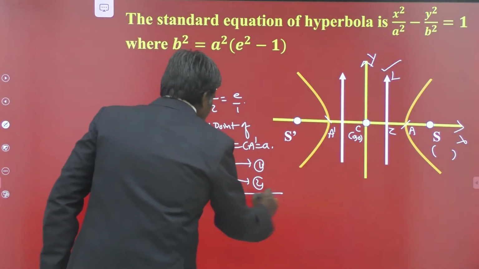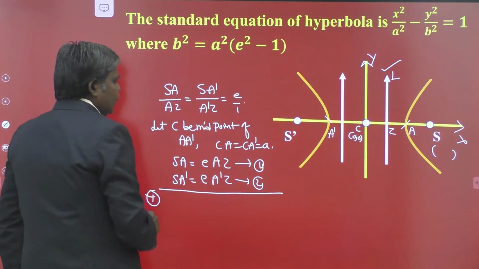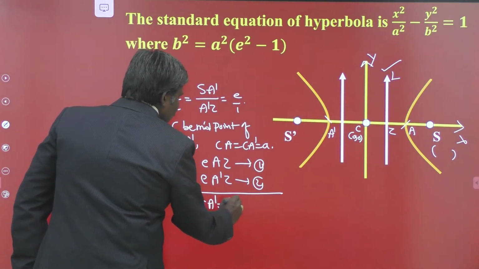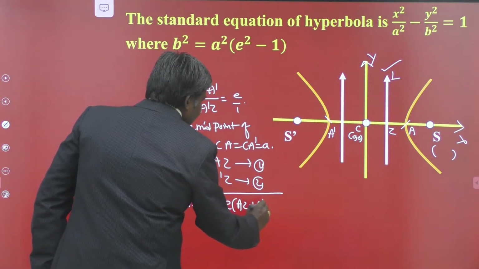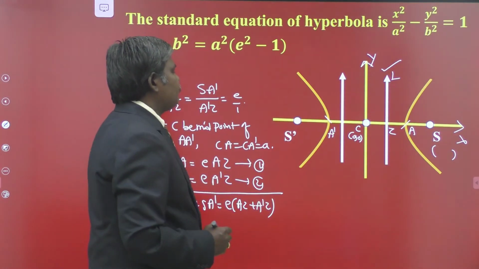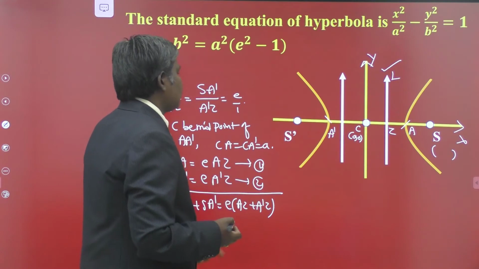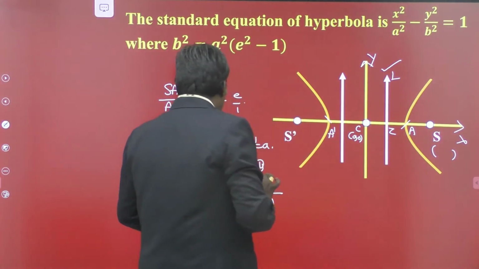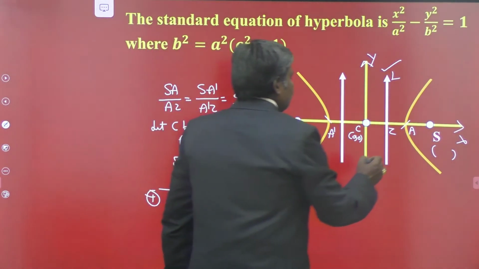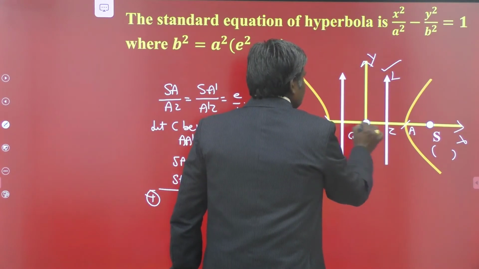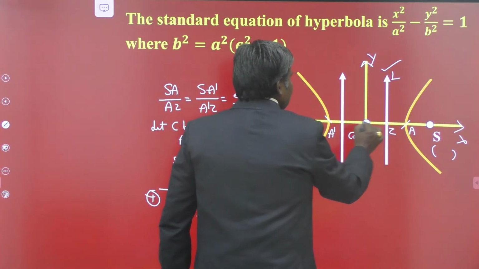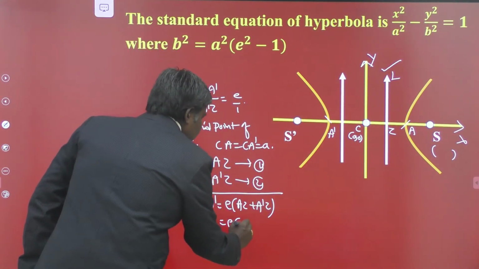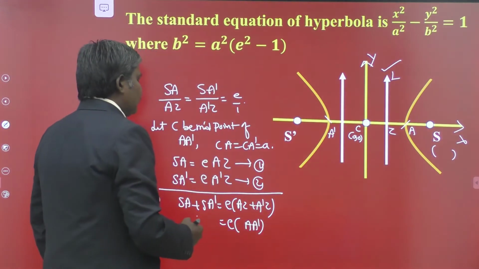Now adding these two equations, what happens? SA plus SA dash is equal to E into (AZ plus A dash Z). See here, this is SA, this is SA dash. Leave this one. Now AZ plus A dash Z: see here, this is AZ and this is A dash Z. Clearly AZ plus A dash Z is nothing but A A dash. So you write A A dash instead of AZ plus A dash Z, from the figure itself.